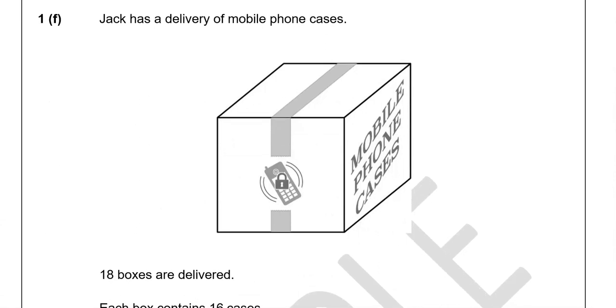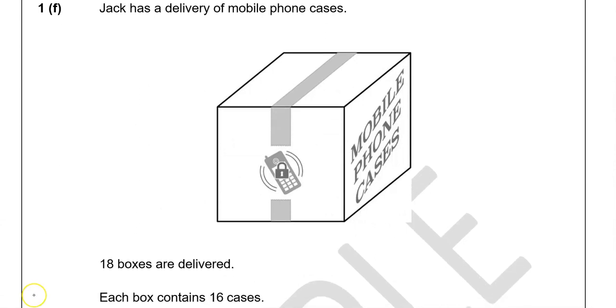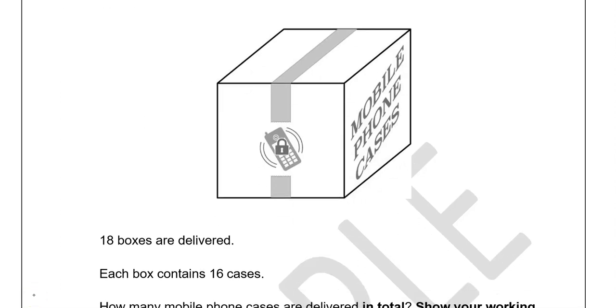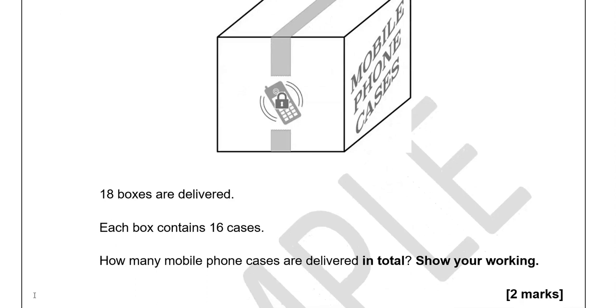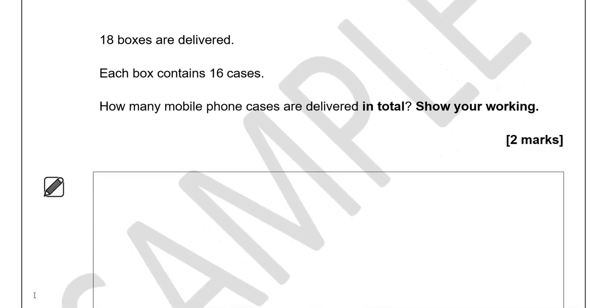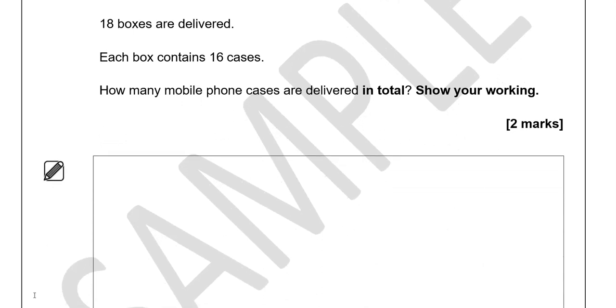Jack has a delivery of mobile phone cases. 18 boxes are delivered. Each box contains 16 cases. How many mobile phone cases are delivered in total? Show your working. So we're going to need to do 18 times 16.